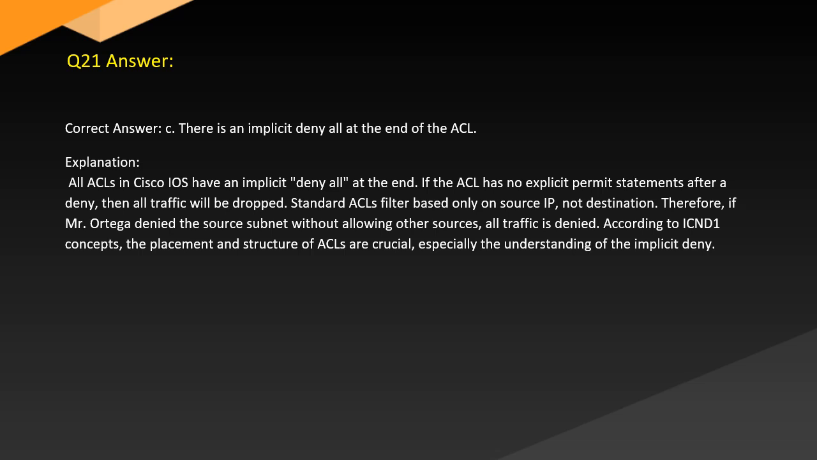Answer. Correct answer: C. There is an implicit deny all at the end of the ACL. Explanation. All ACLs in Cisco IOS have an implicit deny all at the end. If the ACL has no explicit permit statements after a deny, then all traffic will be dropped. Standard ACLs filter based only on source IP, not destination. Therefore, if Mr. Ortega denied the source subnet without allowing other sources, all traffic is denied. According to ICND concepts, placement and structure of ACLs are crucial, especially the understanding of the implicit deny.